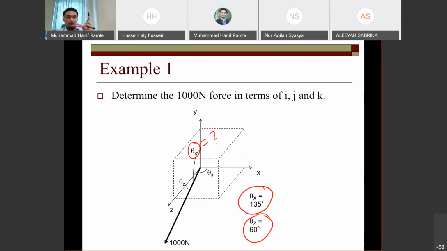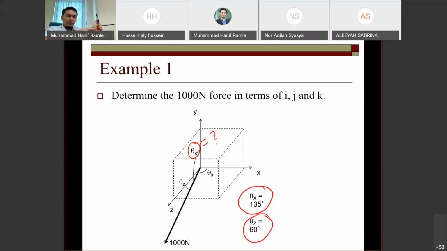So this is theta x. Can you see? This is theta x from here to here. Okay, for the theta y, this is y.